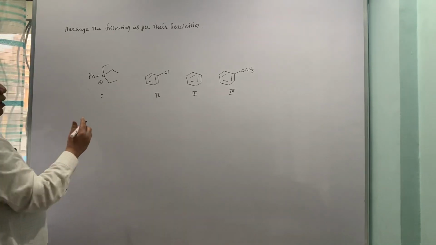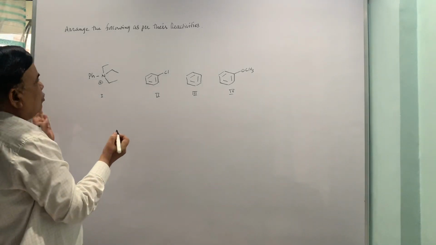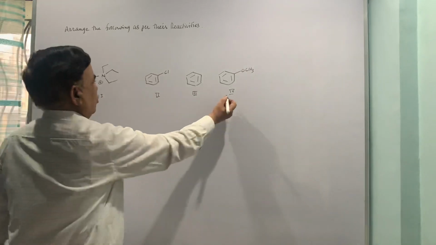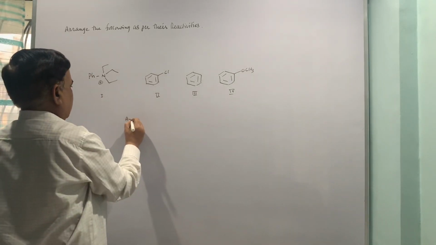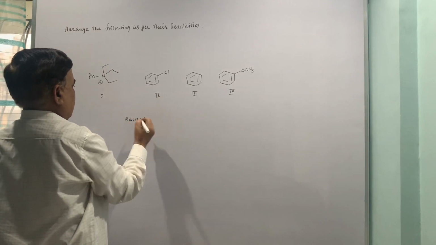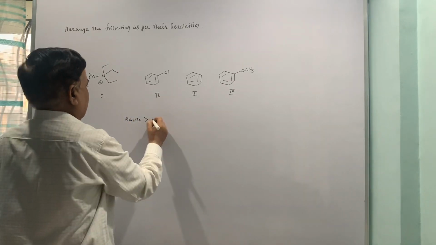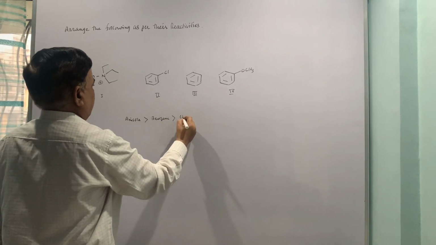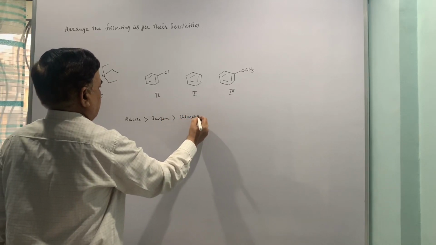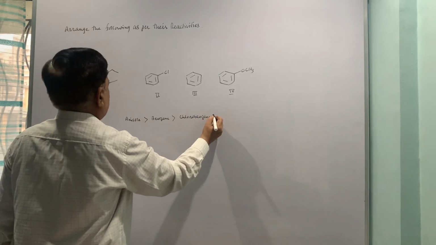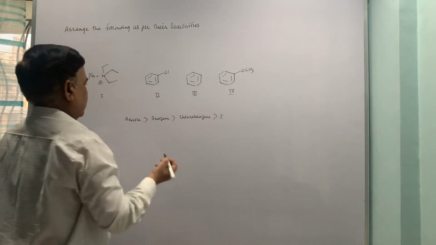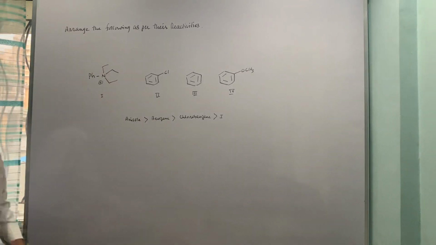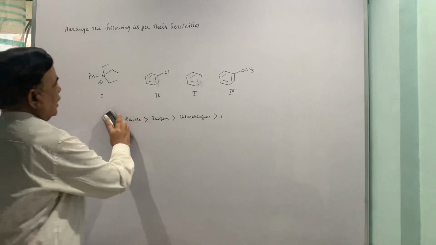Now if you are asked to write down the order of reactivity, then this should be the first one. So anisole is highly reactive, then benzene, then chlorobenzene, and then your first one. So this is the decreasing order or increasing order, whatever is asked, you have to answer like that.